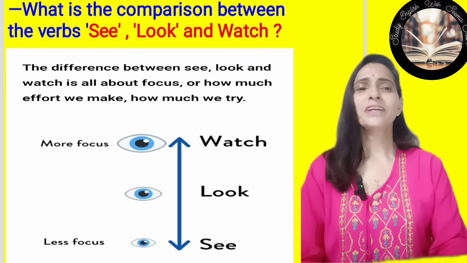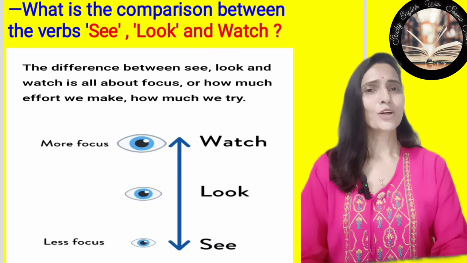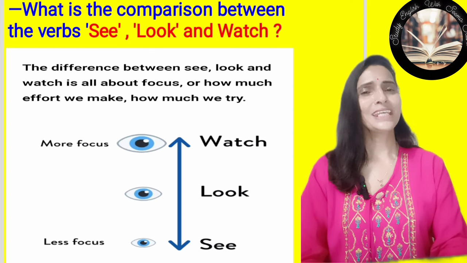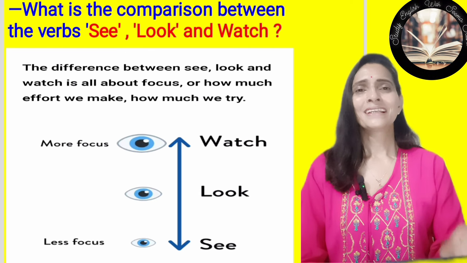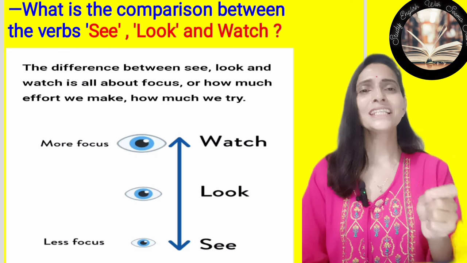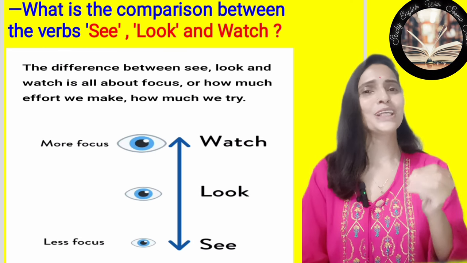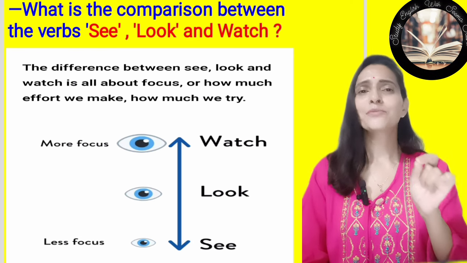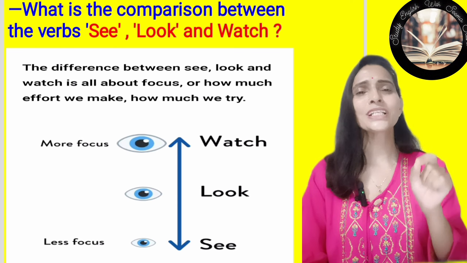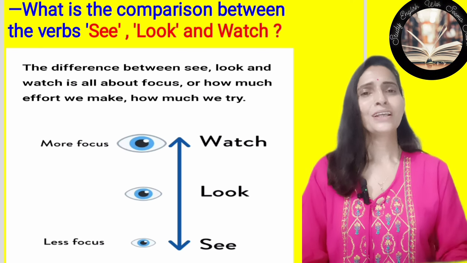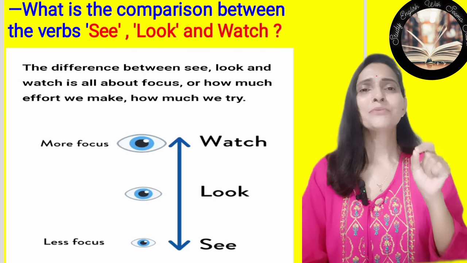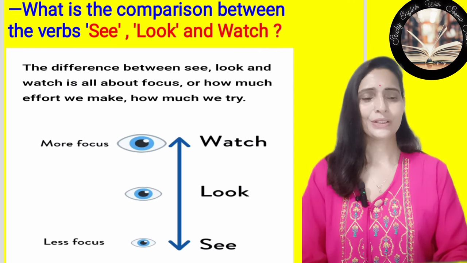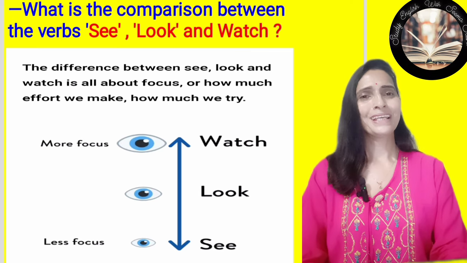The difference between see, look and watch is all about focus, or how much effort we make, how much we try. See means less focus, to see anything naturally, means kisi cheez ko naturally dekhna, aapne dekhne ki koshish nahi ki wo cheez aapko dikh gayi. Look means to direct your eyes at a particular direction, means apni eyes ko kisi particular direction pe point out karna. Watch means to look for a period of time, so watch means more focus than see and look. Let's learn one by one in an easy way.